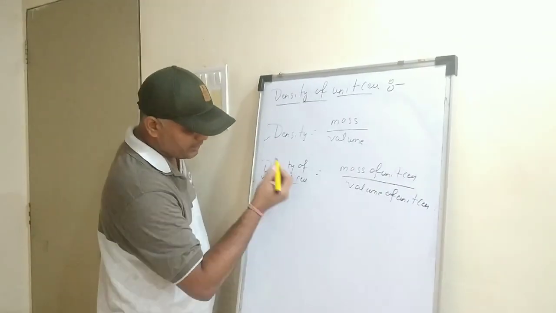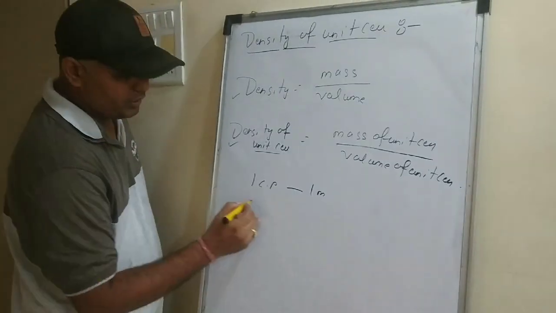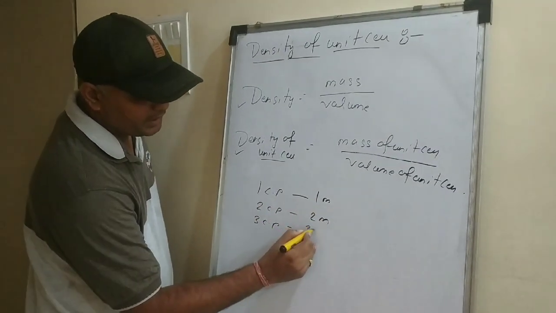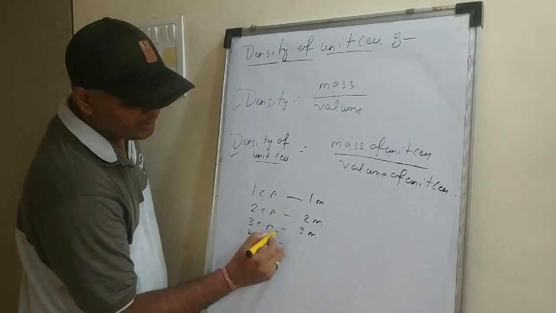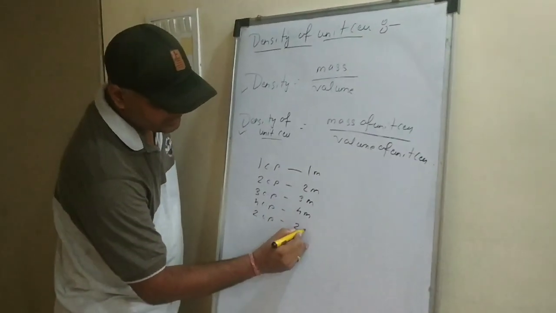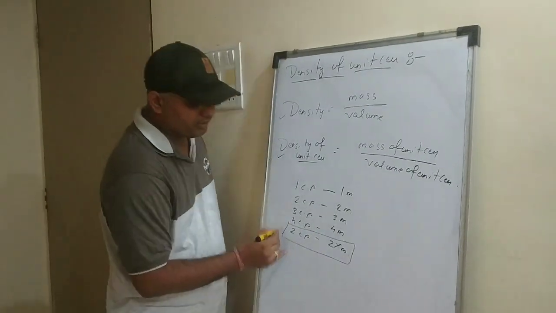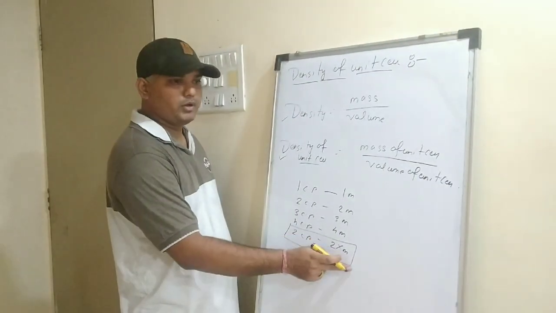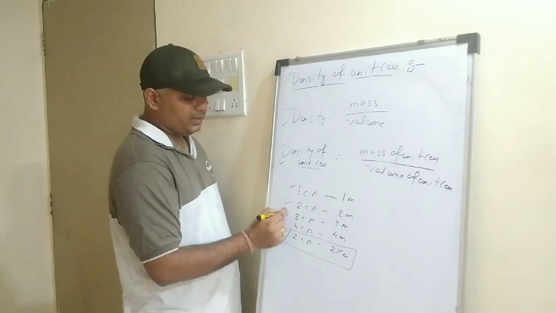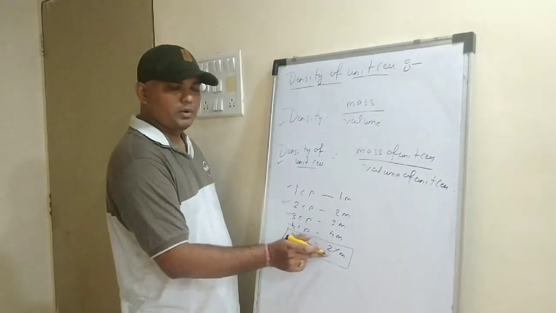Now in this case, let's say that 1 constituent particle has a mass of 1 m, 2 constituent particles have a mass of 2 m, 3 constituent particles have a mass of 3 m, then 4 constituent particles will have a mass of 4 m. Similarly, Z constituent particles will have a mass of Z into m, right? Are you understanding this?